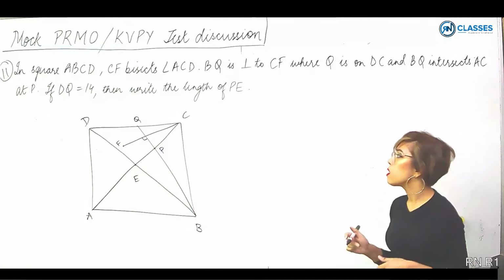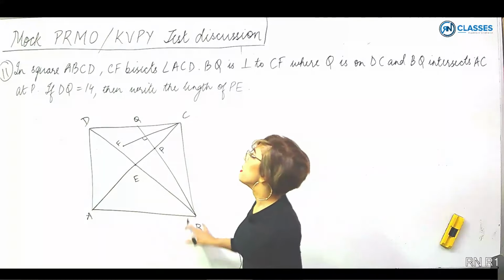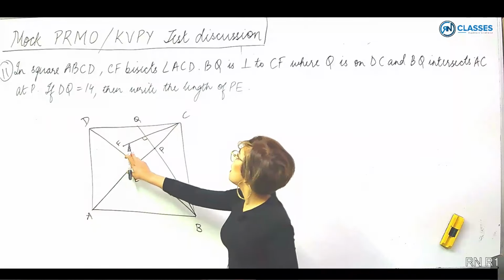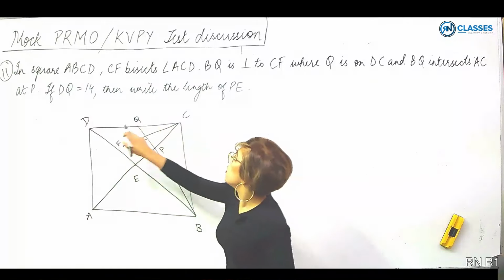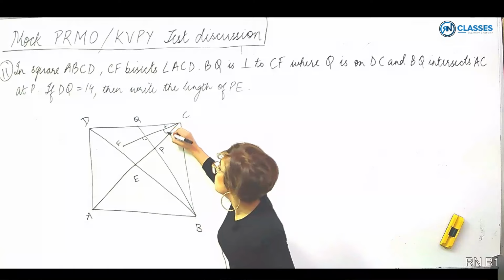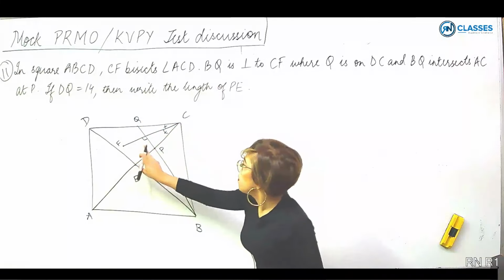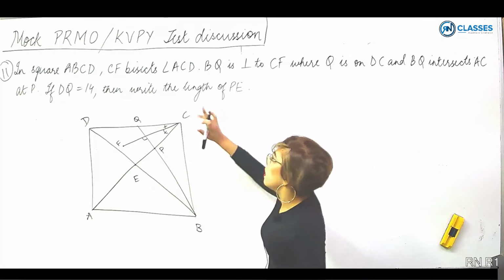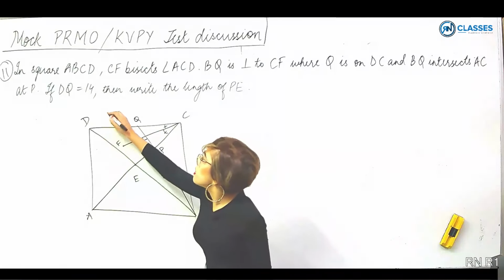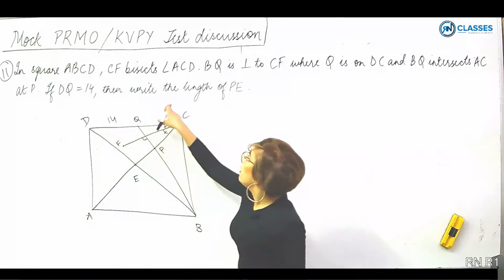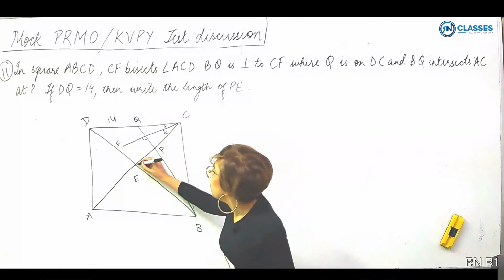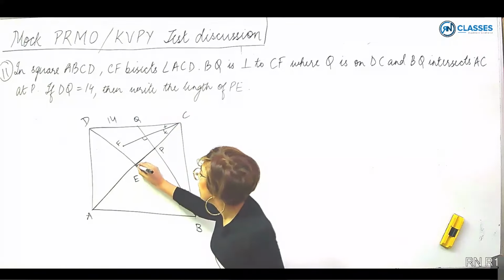Alright, on to the next one. In square ABCD, CF bisects angle ACD. So that means this angle is equal to this angle. BQ is perpendicular to CF, so this 90 is marked, right? Now DQ is given to be 14. Then write the length of PE. So PE is here, right?